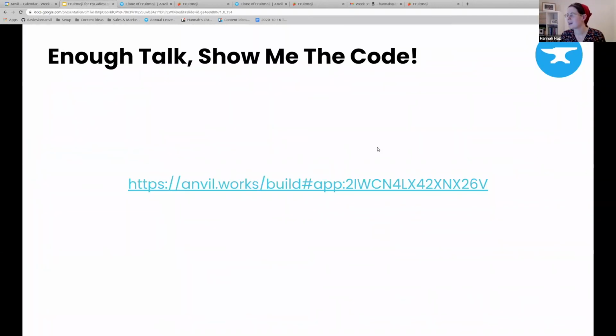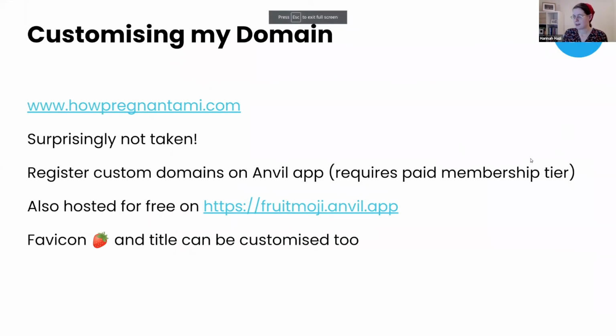So if I go back in here, you can also customize the domain of your apps. So I chose howpregnantami.com, which, yeah, surprisingly was not taken. So I should add the caveat that registering custom domains on an Anvil app does require some paid membership. I have an individual membership, but all of the apps are also hosted for free on the name of the app.anvil.app. So it's also hosted on fruitmoji.anvil.app. And that part you don't have to pay for.